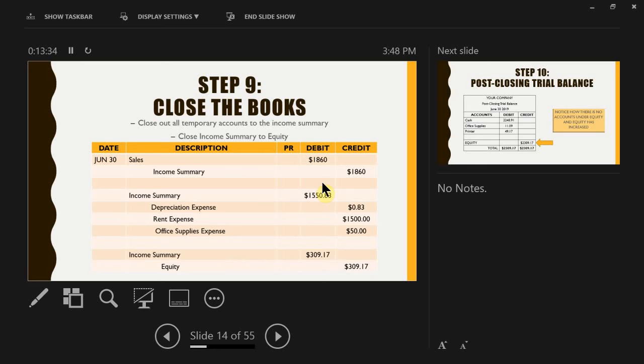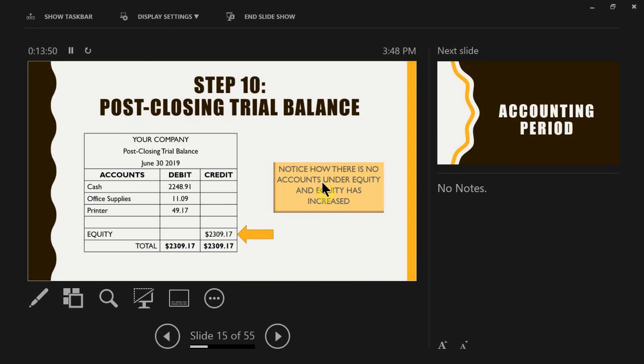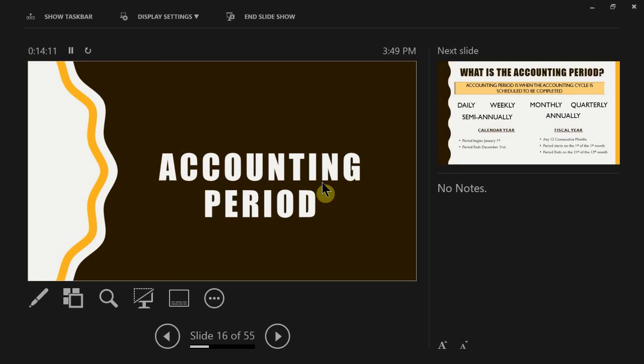We're going to take all of our sales and close them out to our income summary. We're going to take all of our expenses, close them out to income summary. And then last but not least, your income summary is going to close out to your equity. Then, to ensure that you did this correctly, you're going to run your last post-closing trial balance to ensure that your debits and your credits match, that you didn't accidentally debit your cost of goods sold or an expense account.